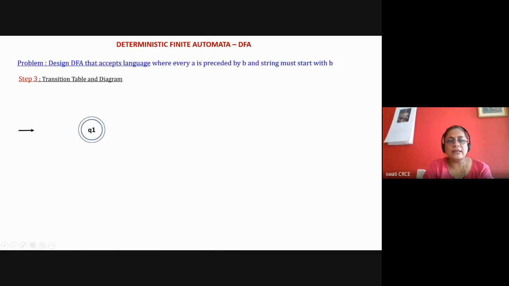Okay, now the next is every A should be preceded by B, and the string must start with B. String should start with B, and every A is preceded by B. So if there is any A, before that, B should be there. So interpret it properly. The string should start with B. After that, if there is any A, that A should be preceded by B. Okay. So tell me how to draw.